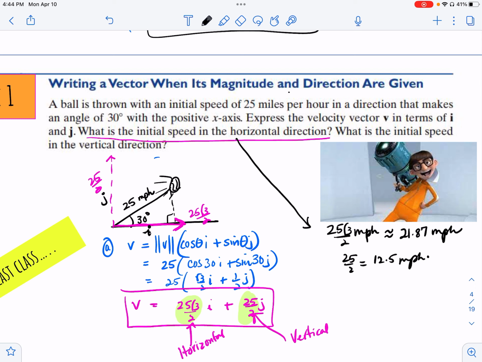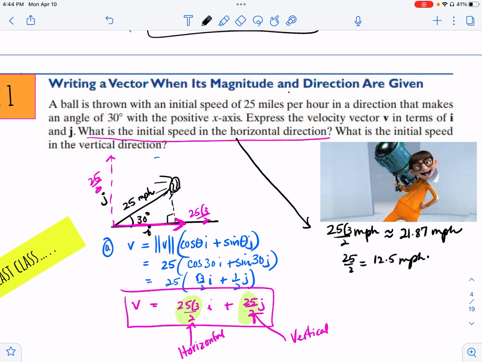Second, what's the initial speed in the horizontal direction, which is basically this. This is the horizontal speed, and this represents vertical speed. Now to formally announce it, the horizontal speed turns out to be approximately, I believe, 21.87 miles per hour. Now the vertical would be 25 over 2, which is exactly 12.5 miles per hour.